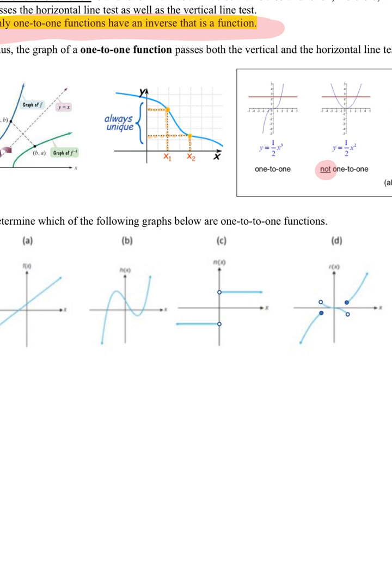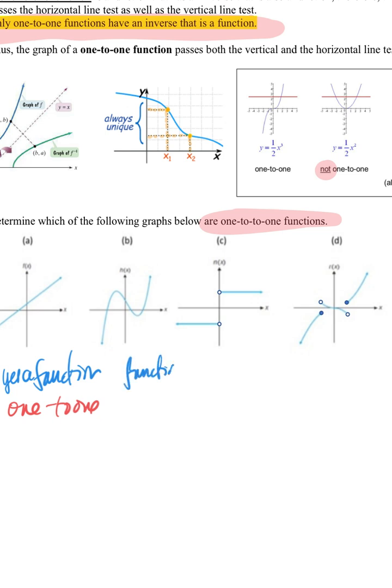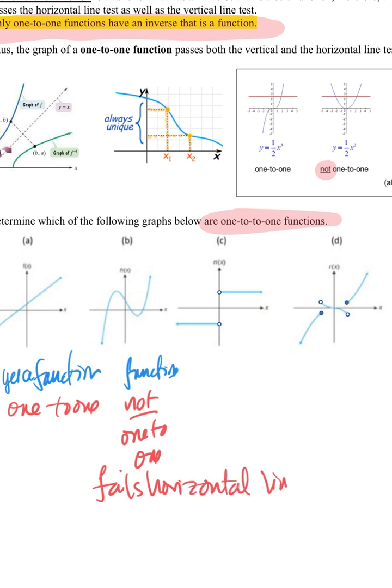Let's first say, is the first one a function? Yes, it's a function. Is the inverse a function? Yes, so it is one-to-one. Passes both the vertical and the horizontal line test. Second one, is it a function? It's a function, but is it one-to-one? No. Not one-to-one. It fails the horizontal line test. And we're explaining why it's not one-to-one.